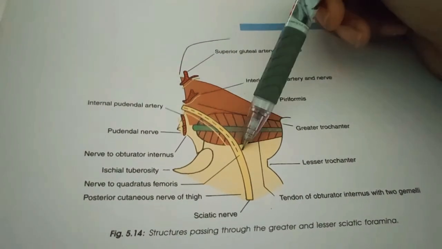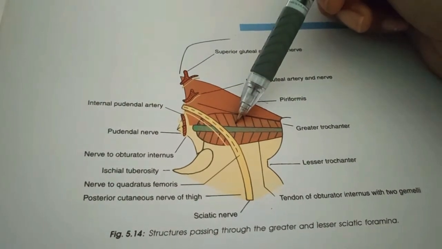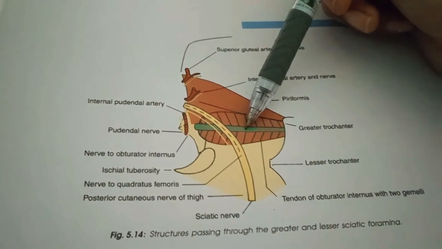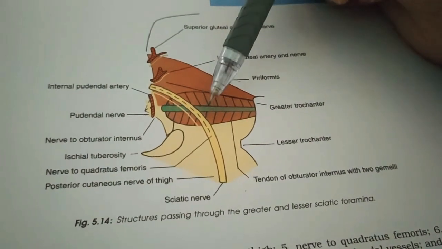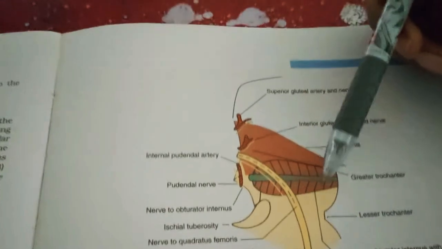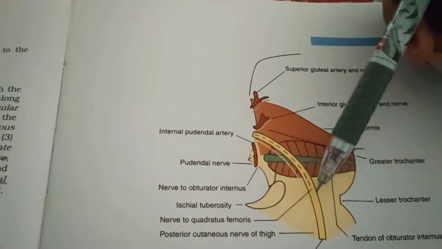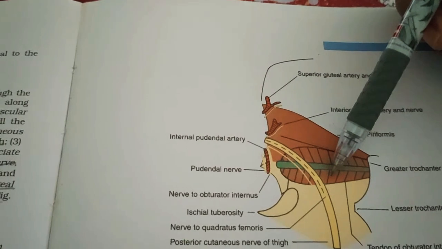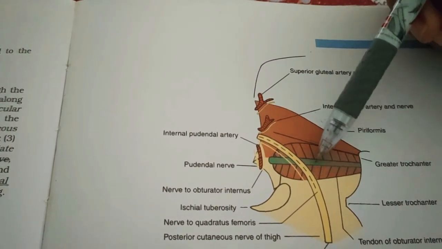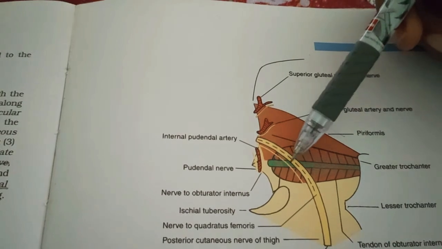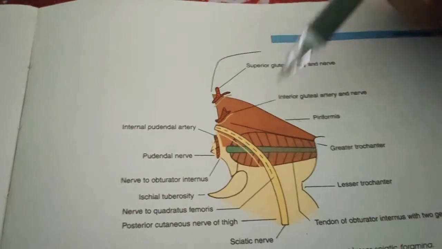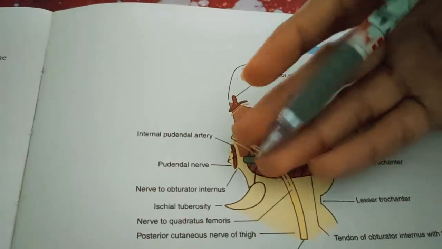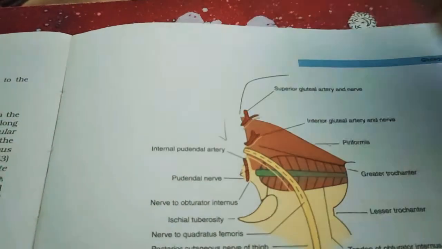Many structures are below the piriformis, that is the inferior gluteal nerve, inferior gluteal vessels, sciatic nerve, posterior cutaneous nerve of thigh, nerve to quadratus femoris, pudendal nerve, internal pudendal vessels, and nerve to obturator internus. If you see our earlier video, all this I discussed, so those are all below the piriformis. Next, the last three structures, after a short course in the gluteal region, enter the lesser sciatic foramen, where the pudendal nerve and internal pudendal vessels run in the pudendal canal. I already discussed that the pudendal nerve and vessels also pass by the lesser sciatic foramen. So this is about the greater sciatic foramen.